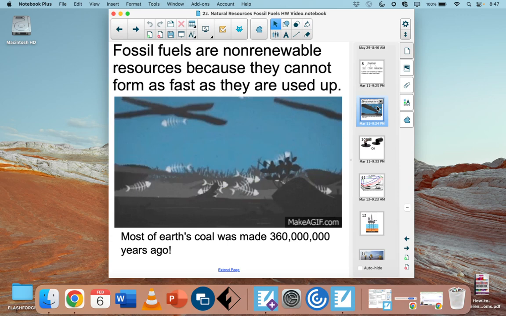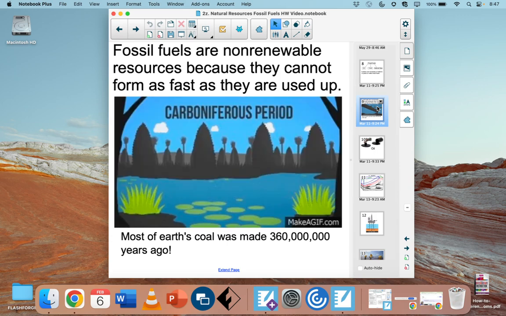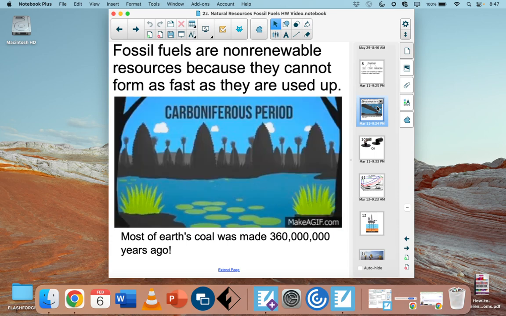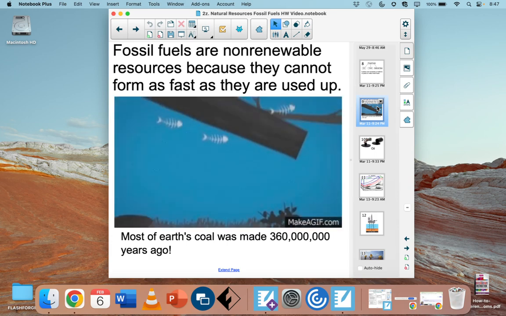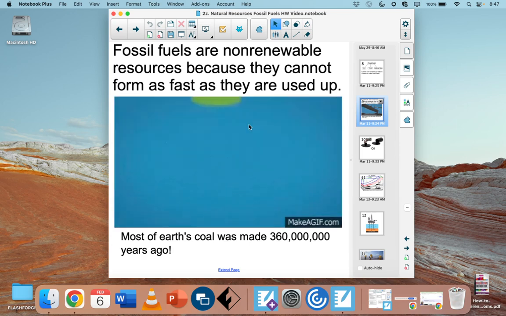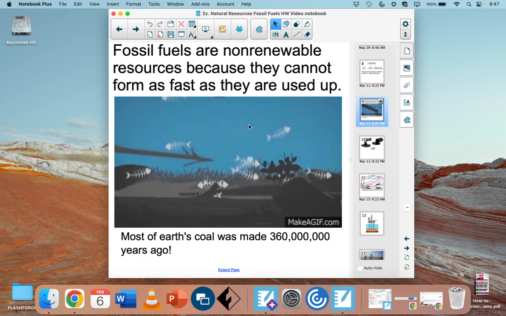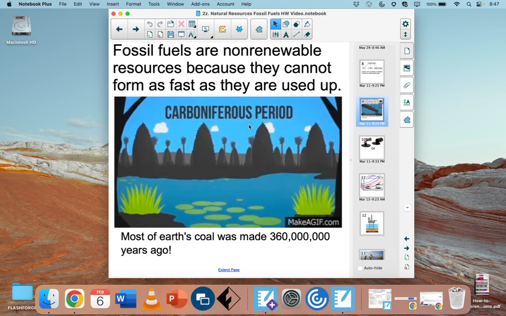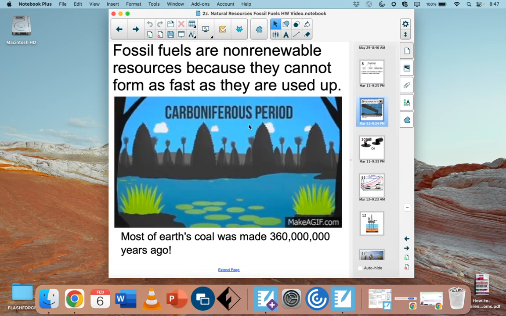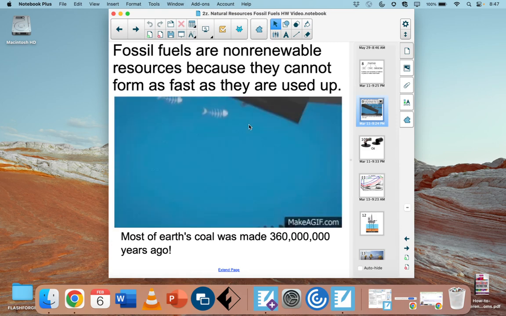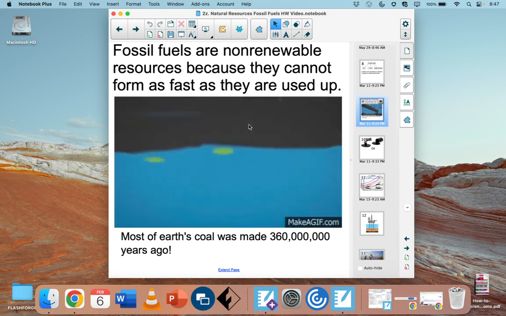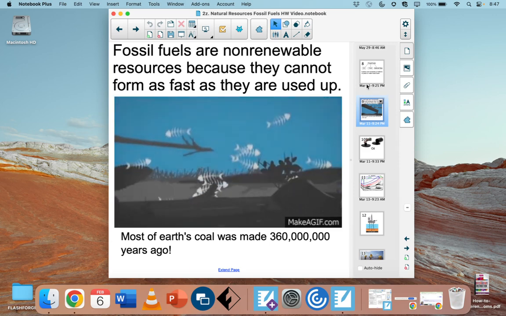So fossil fuels are non-renewable because they cannot form as fast as they are used up. Coal, for example, is this black rock, and most of the Earth's coal was made during the Carboniferous period, 360 million years ago. Although the Earth is still making coal in some areas, it's not making it in the huge quantities it did during that period.